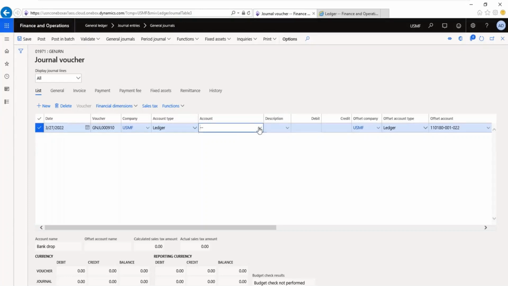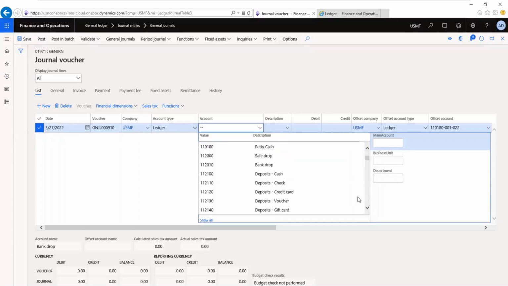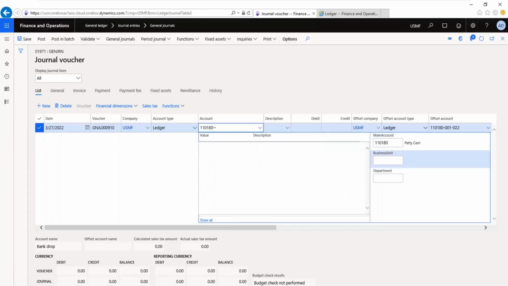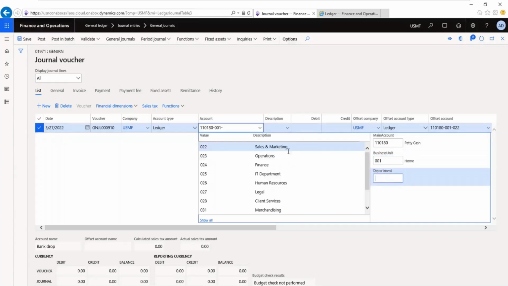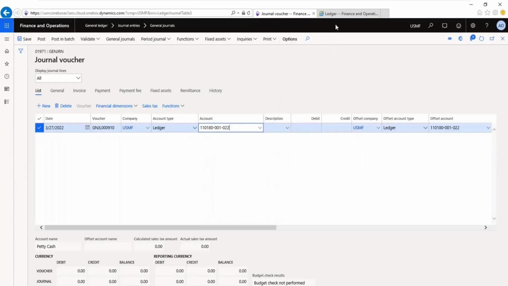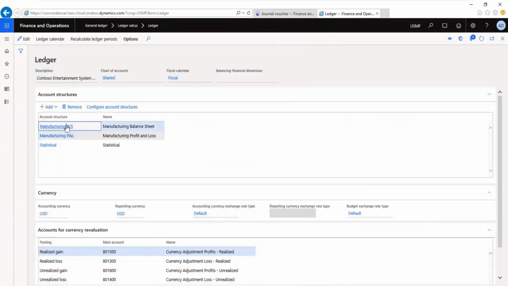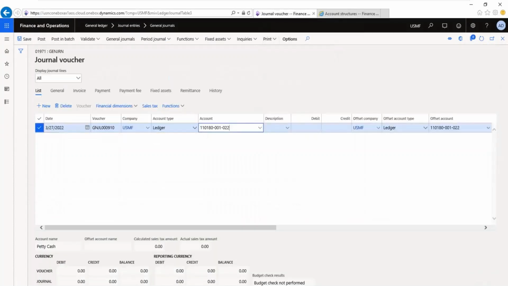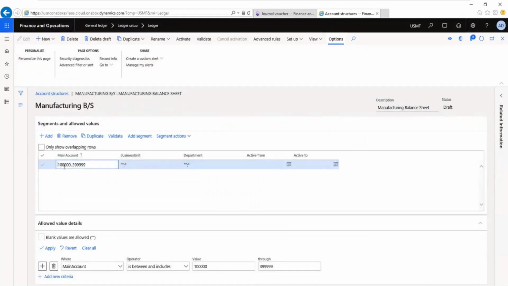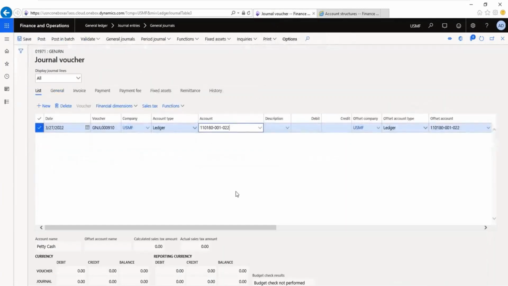From the drop down, suppose I'm selecting any account, like petty cash. Then it is telling me to select business unit, and then department. Fine. The reason behind this is that the structure is this one. This one series 110110 account is between 1002 to 3999, where business unit and department are there. That is the reason it is telling me to map business unit and department.